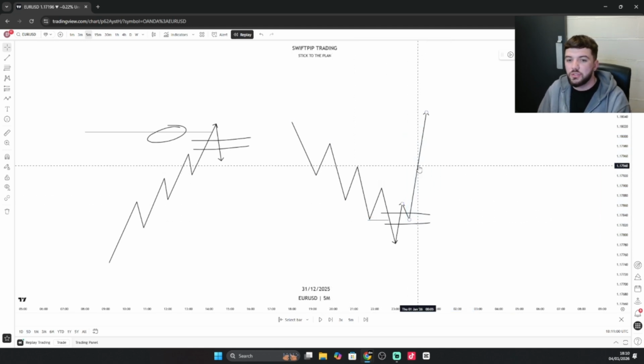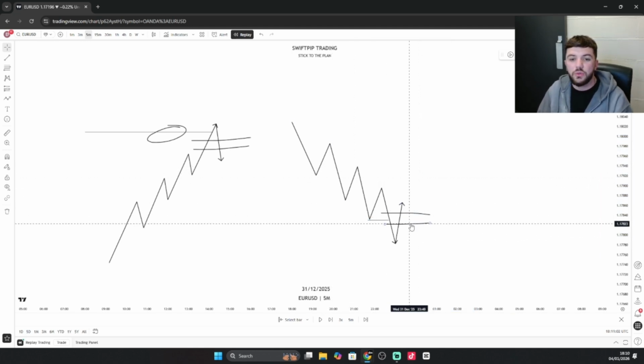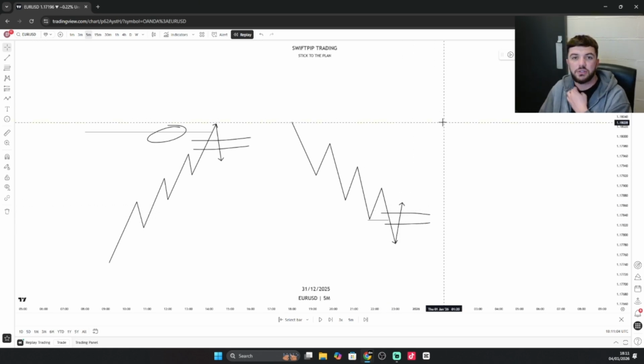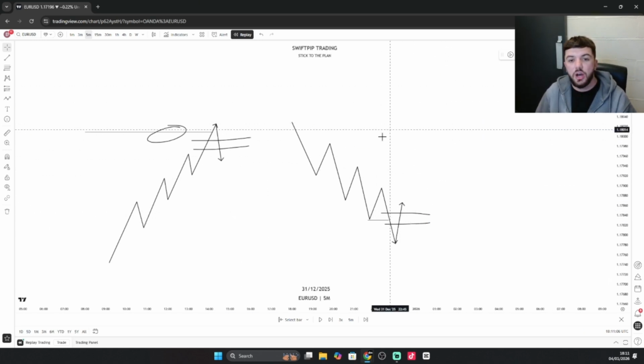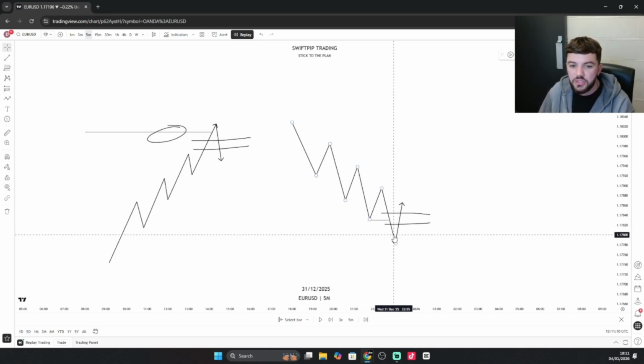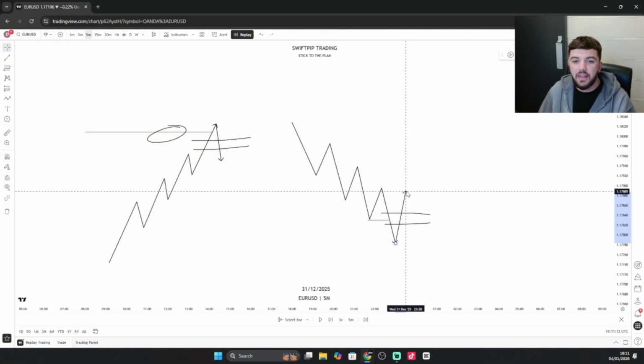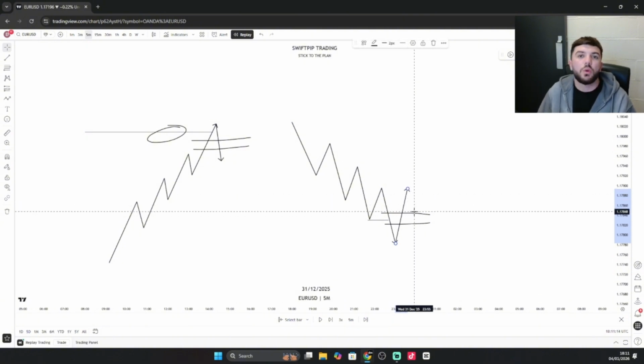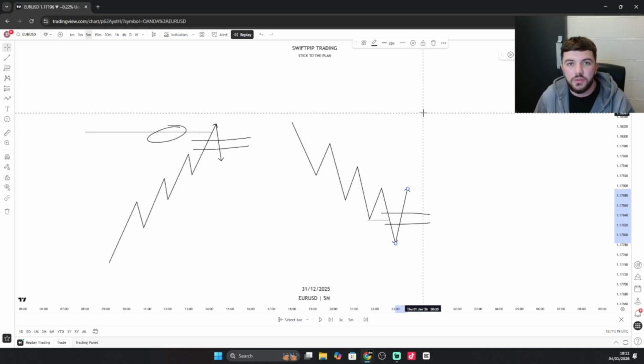However, not always does it pull back to the inverse fair value gap. Price can just run away and continue pushing higher or lower. It depends on the size of the candle as well. So let's say this is one candle and the candle closes up here. You don't want to be entering off that because your stop loss is going to be too big and you're going to have to be holding the trade too long.